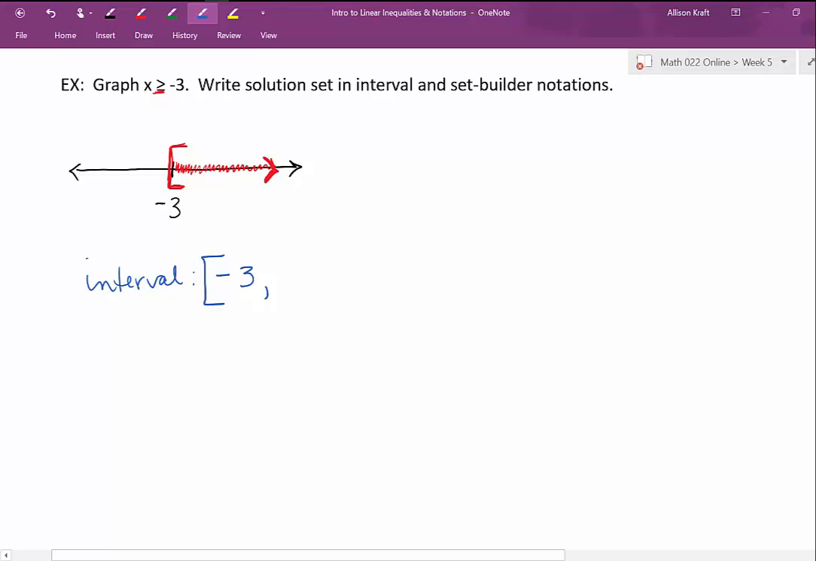Now we want to put the very largest number represented with our shading. I look to the right, since that's where larger numbers are, and I see an arrow, which tells me to go forever. The largest positive number, as I'm going forever to the right, is going to be positive infinity. And as we've discussed, infinity always gets a parenthesis.